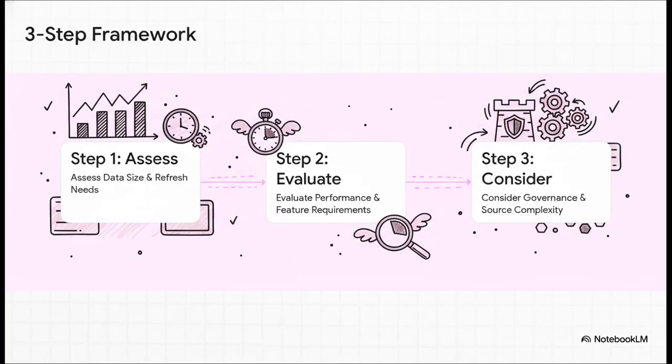And here's how you structure your answers so you sound like a seasoned pro. Don't just list the 4 modes, that's boring. Instead, walk them through your thinking. Tell them, well, first I'd assess the data. How big is it? How often does it change? Second, I'd evaluate the user's needs. How fast does it need to be? And third, I'd consider the big picture. Are there any special company rules or multiple sources? See, it shows you have a process.